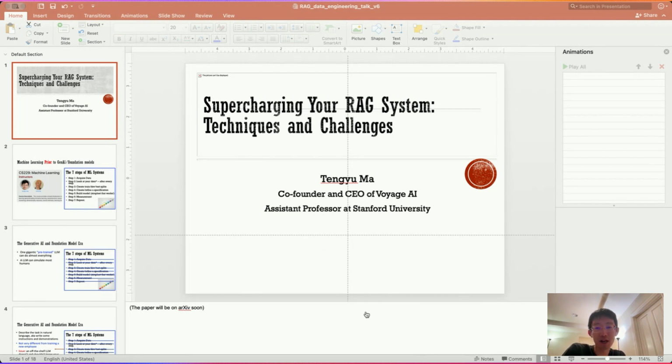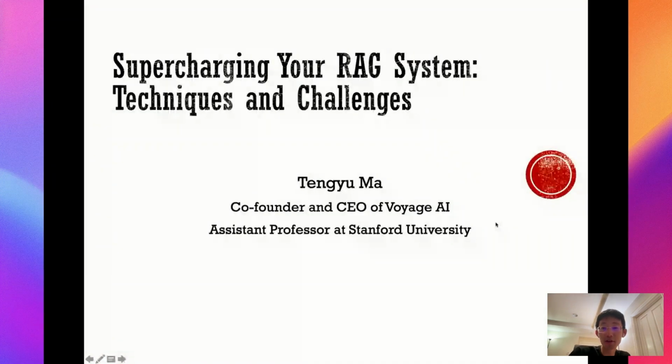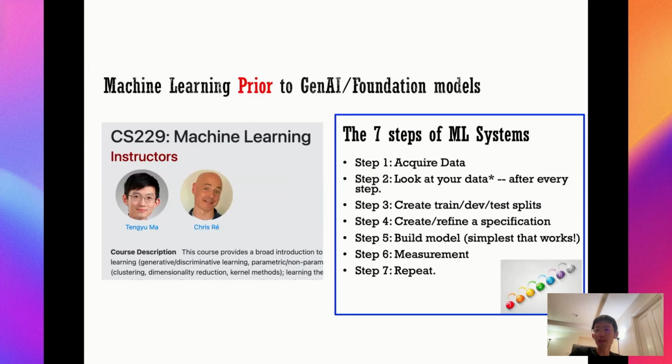My talk is about RAG and some of the more advanced techniques on RAG. Let me just make it bigger. I'm Tengyu, an assistant professor at Stanford. I'm also having a startup right now. I'm the co-founder and CEO of Voyage AI, which is mostly working on the components in RAG. I'm trained as a scientist, and I know that this is a data engineering conference. So I try to make the talk more technical. But technical doesn't necessarily mean more engineering. I guess you'll see.